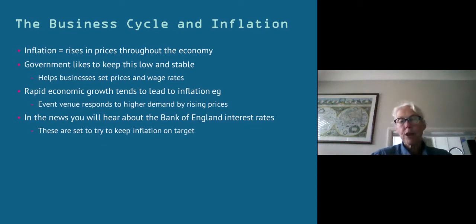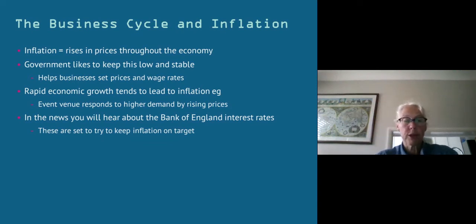So the government wants to try to keep inflation relatively low and stable, because a key thing is if you're running a business, it means that the price is relatively stable and wage rates can stay relatively stable. If inflation is growing rapidly, it means that prices are increasing. And for instance, if you're employed, it might mean that your salary doesn't buy you as much because other prices have risen. And so that's quite difficult for a business to manage. If their prices are rising and then they've maybe got staff who are demanding higher wages, that can be quite problematic. So that's why the government wants to keep inflation low and relatively stable.